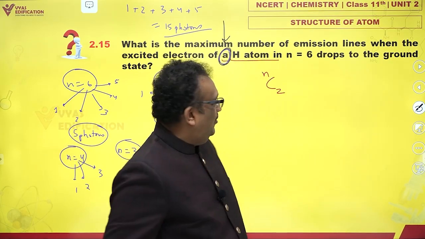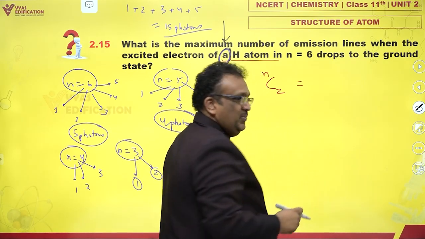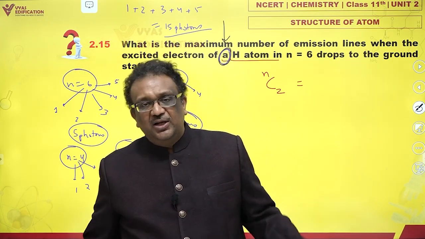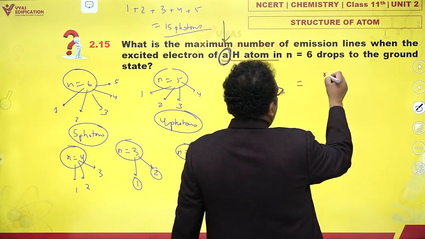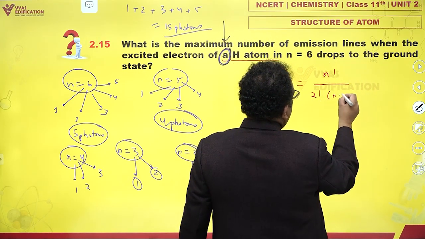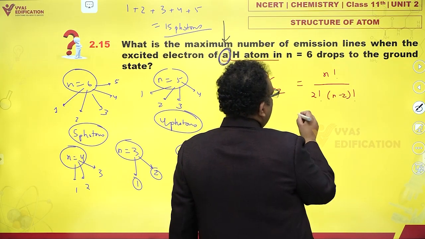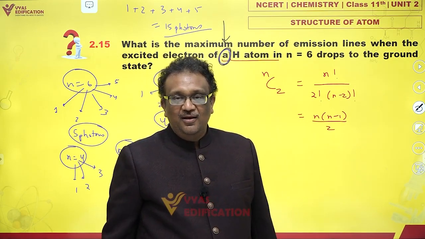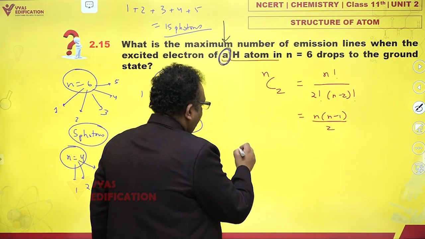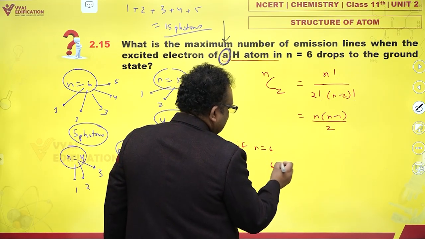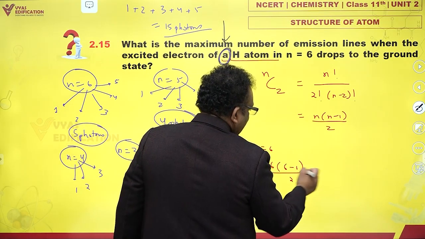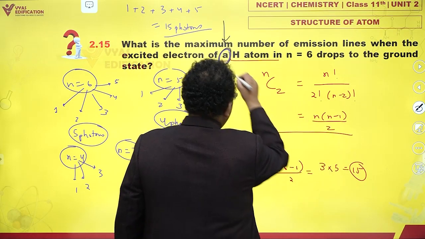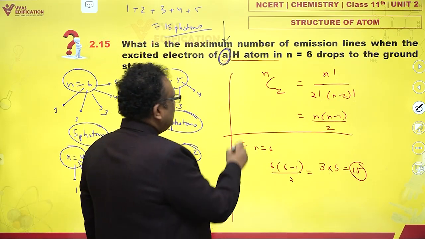That's it. And how much is nC2? Why? Because out of n shells, you take any 2 at a time and exchange the photon between them. And this is a unique photon you will get. This is n factorial by 2 factorial into n minus 2 factorial, which is n into n minus 1 upon 2. Okay. So does this formula fit here? Yes. If n is equal to 6, then 6 into 6 minus 1 upon 2, which is 3 into 5, which is 15. See, we get this.